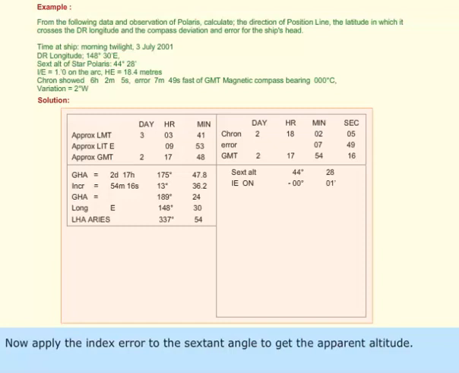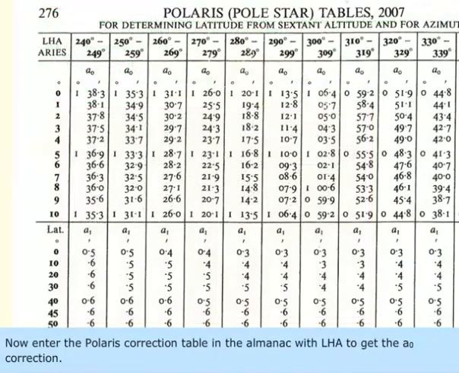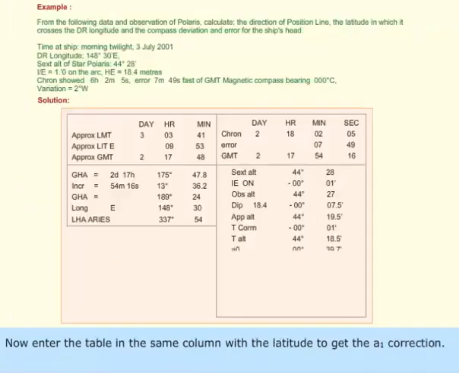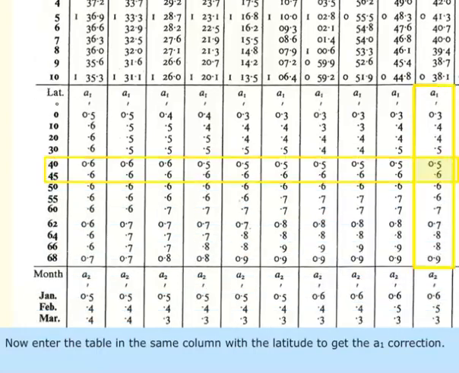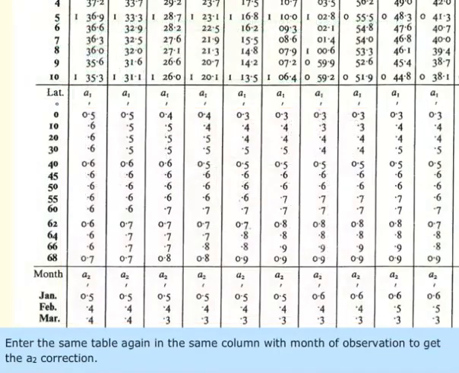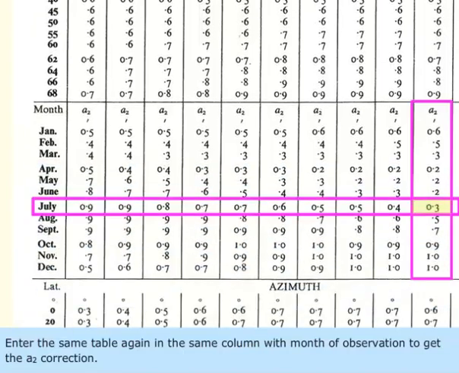Now apply the index error to the sextant angle to get the apparent altitude. Now apply the appropriate total correction to the apparent altitude to get the true altitude. Now enter the Polaris correction table in the almanac with the LHA to get the A0 correction. Now enter the table in the same column with the latitude to get the A1 correction. Enter the same table again in the same column with month of observation to get the A2 correction.